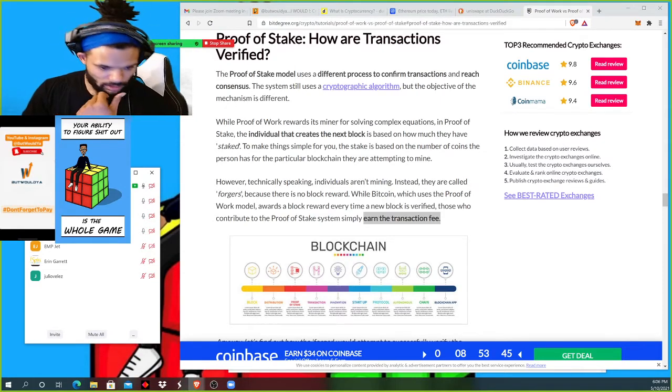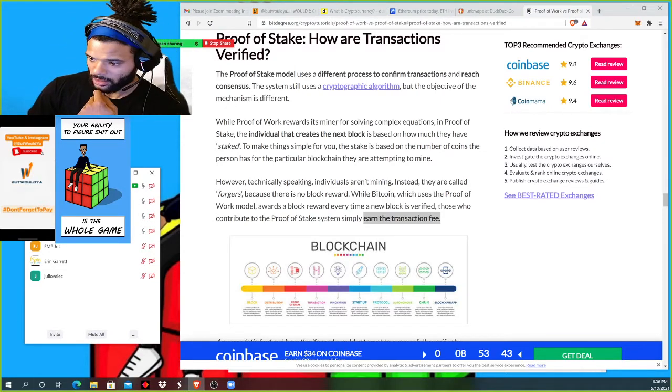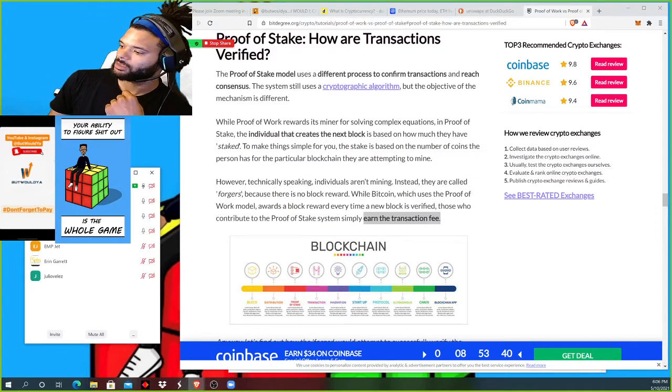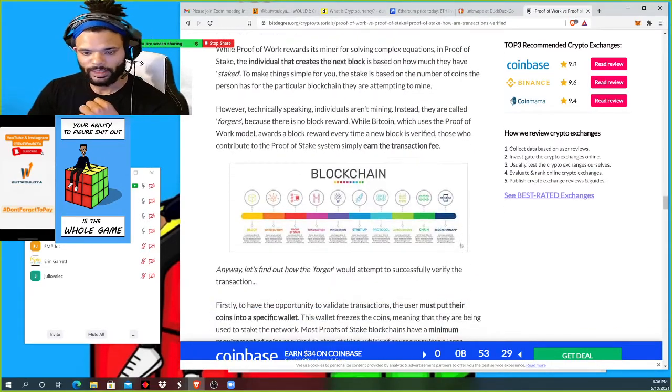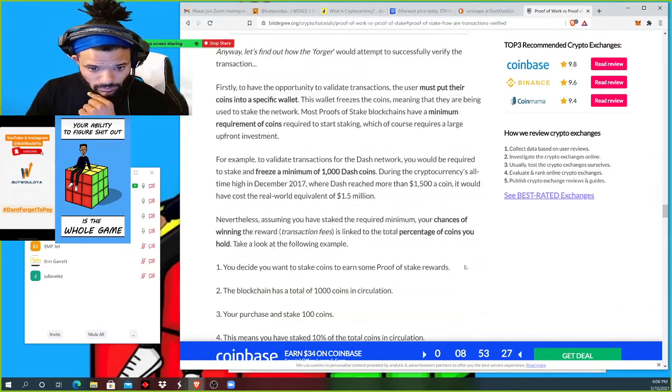I'll pull up here. This is my Daedalus desktop wallet. Oh shoot, it's on my MacBook. I can't pull it up. But there's something called a Daedalus wallet, and that's where I stake my Cardano. I'll definitely look into it. So you guys can maybe Google that for later.